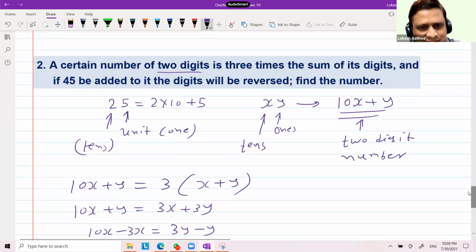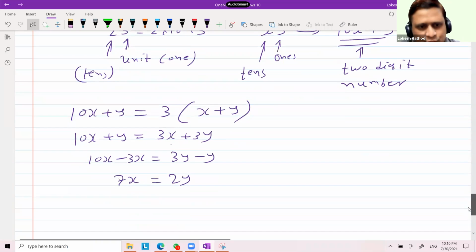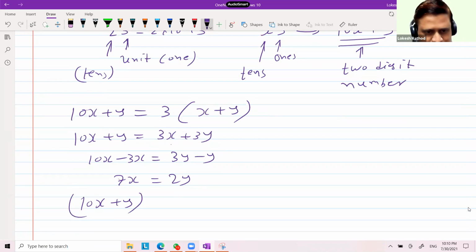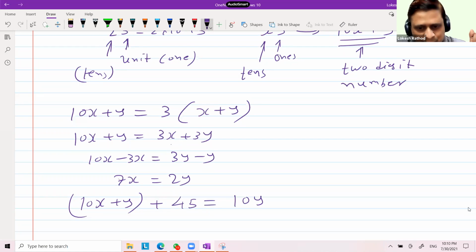If 45 is added to it, the digits will be reversed. Means, if I add 45 to 10x plus y, what will happen? The digits get reversed. Means the unit digit becomes the tens digit, and the tens digit becomes the unit digit. So this becomes 10y plus x, are you getting this? Digits get reversed if 45 is added to the number. From this, I get another relation between x and y.